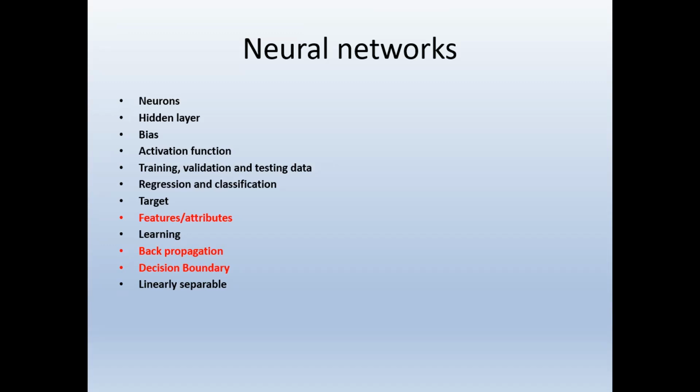Learning is the process of training the network using the training data and validation data. It is the process of finding the parameters of the network using training data or validation data. Backpropagation is one of the algorithms used for tuning or training the neural network. Decision boundary and linearly separable we are going to discuss later.